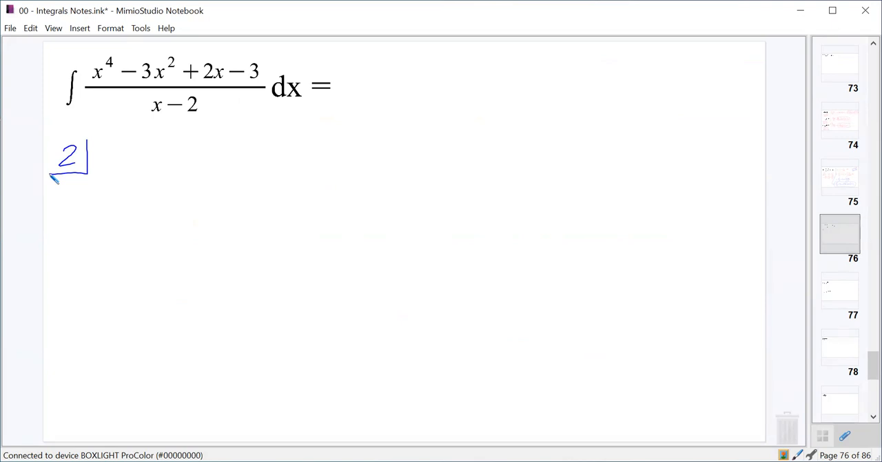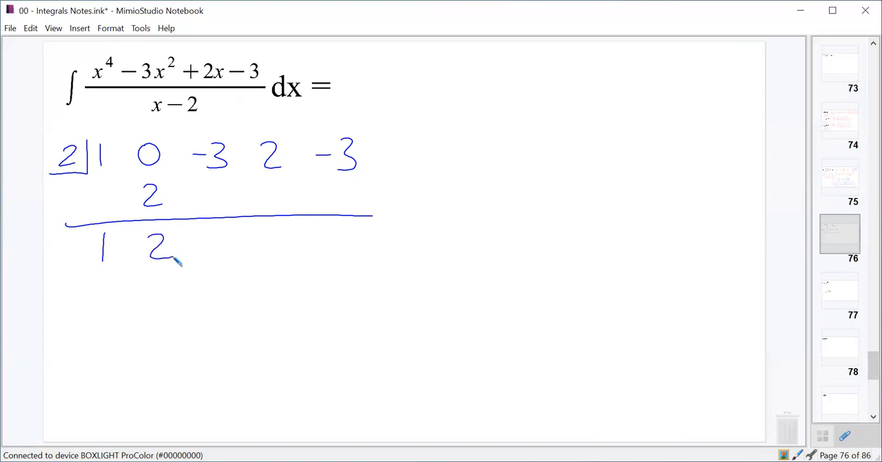All right. And we'll put our coefficients, 1x to the 4th. We have 0x cubed. Don't forget the 0 since there's no x cubed term. We have minus 3x squared. We have a positive 2x and a negative. And again, the synthetic division will drop the 1 down, multiply it by the 2 that's in the box. We'll add the 0 and the 2 to get 2, multiply that by what's in the box to give us 4, add the negative 3 and the 4 to give us 1.